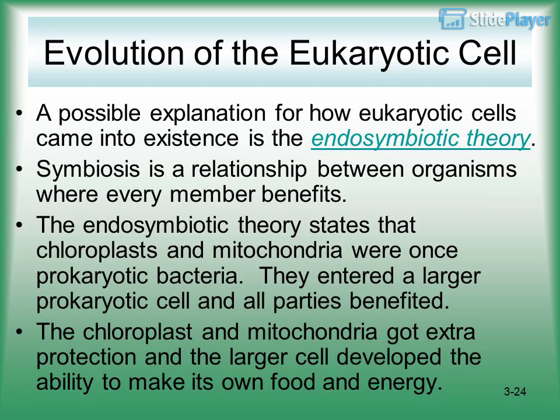Evolution of the eukaryotic cell. A possible explanation for how eukaryotic cells came into existence is the endosymbiotic theory. Symbiosis is a relationship between organisms where every member benefits. The endosymbiotic theory states that chloroplasts and mitochondria were once prokaryotic bacteria. They entered a larger prokaryotic cell and all parties benefited. The chloroplast and mitochondria got extra protection and the larger cell developed the ability to make its own food and energy.